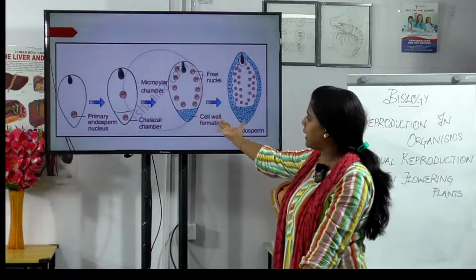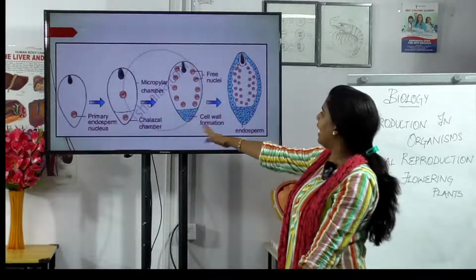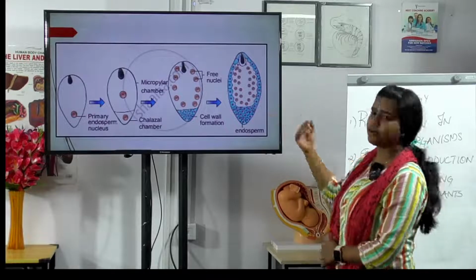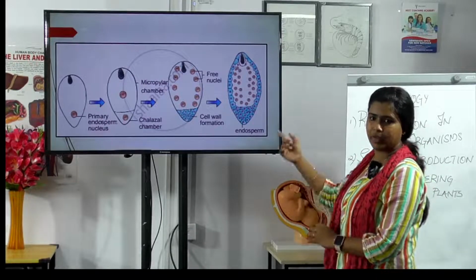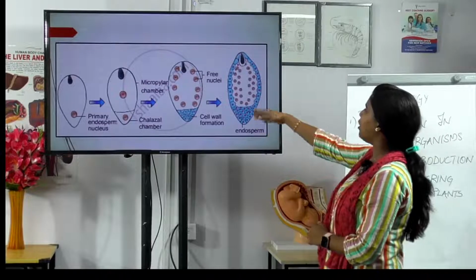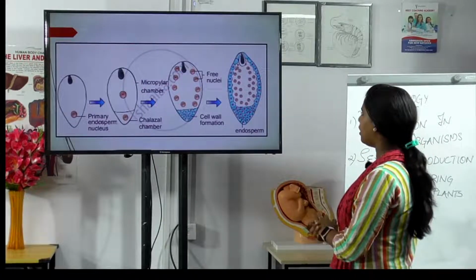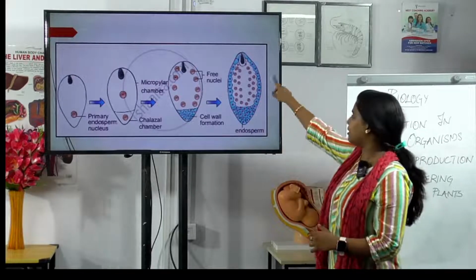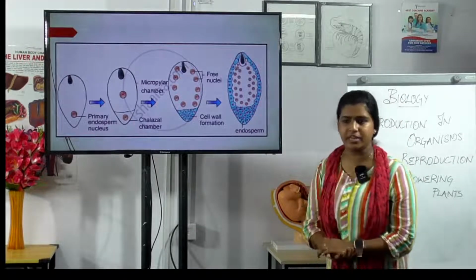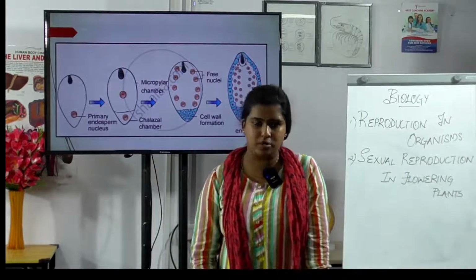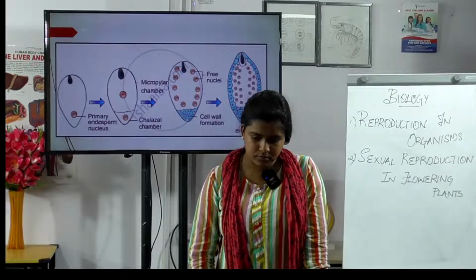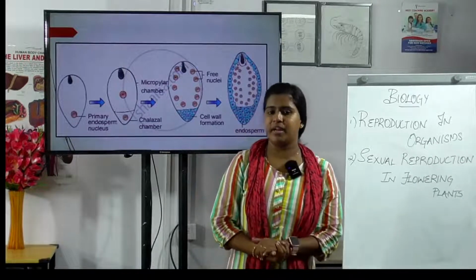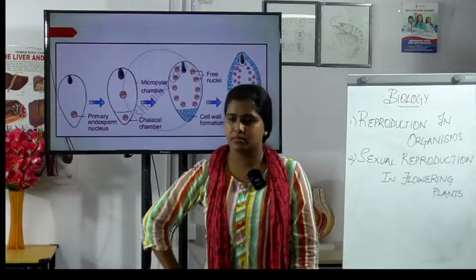First, the primary endosperm nucleus is present, that is one, and it divides into two, at the chalazal chamber and the micropylar end, opposite ends, right? It forms free nuclei. Many nuclei are formed, and also cell formation leads to the endosperm, which is covered by cell formation, and inside that there are free nuclei. So this is the structure of an endosperm.